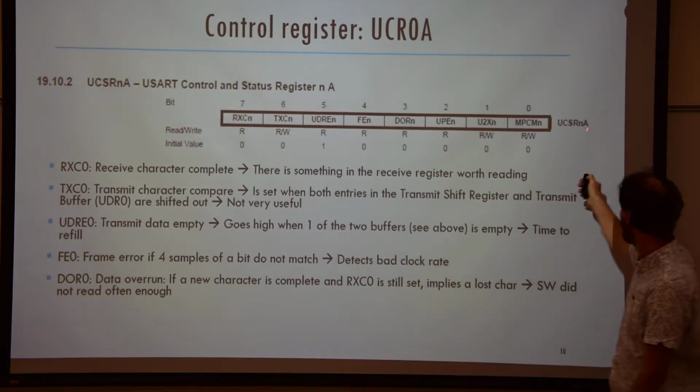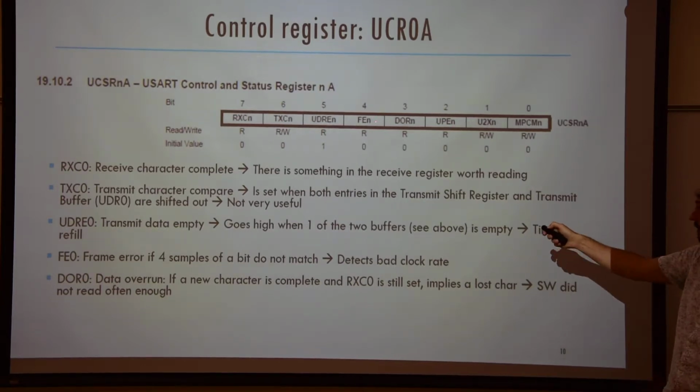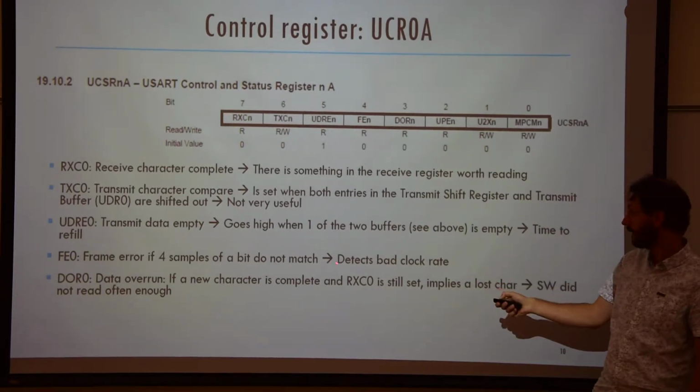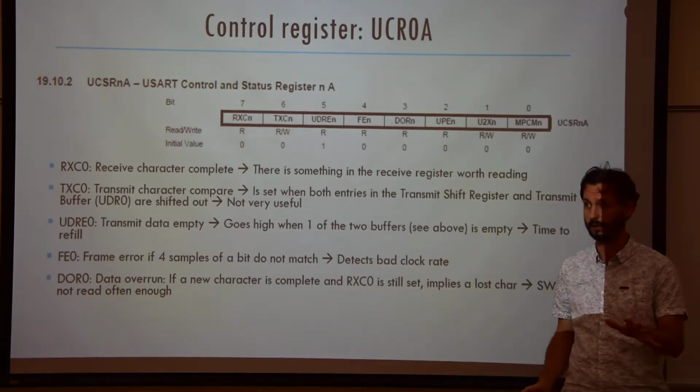I can read out this register by taking the AND of this register with the 8-bit value 1 left shifted over FEN. Then I will get this position, and if that's equal to 1, that means I had a bad clock rate. You can use that to do some debugging if that is needed.